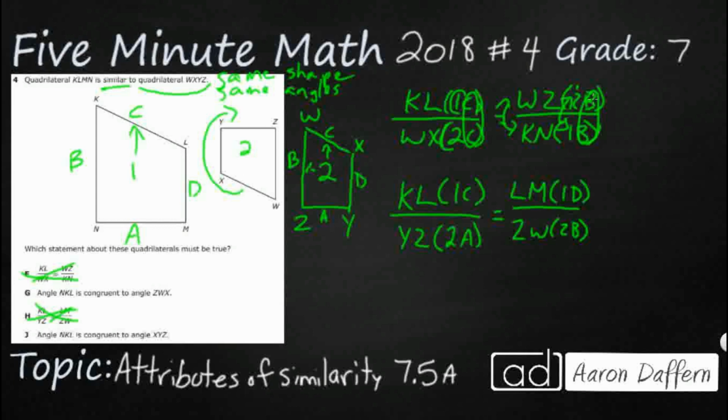So let's check my angles here. When I see angle NKL, that means we start with N, and the middle one is always your vertex. NKL starts here, goes up here, and goes right here. It's this one right here, because K is your vertex. So that needs to be the same as ZWX. ZWX, and yeah, that works. That is our answer, G.